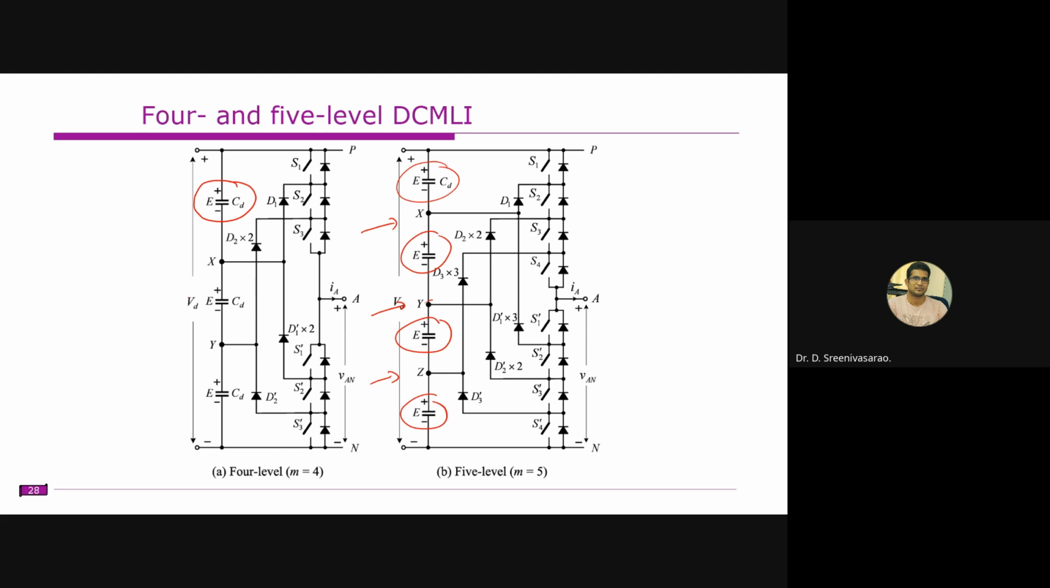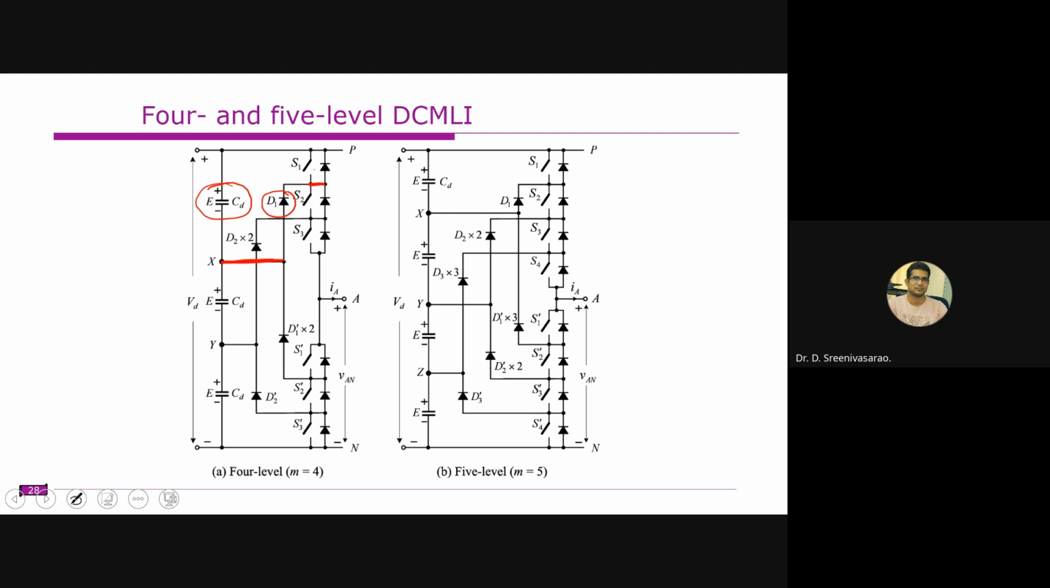Here, one of the main drawbacks of the diode clamp is the clamping diodes. For example, this diode is connected to this point, and at the same time, this diode is connected to this point. Now we'll focus on this diode D1, which is connected between these two. That means D1 is supposed to block only this E voltage when this switch is off, right?